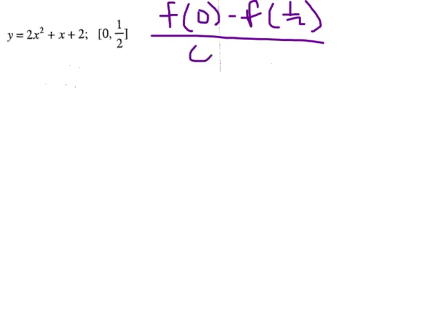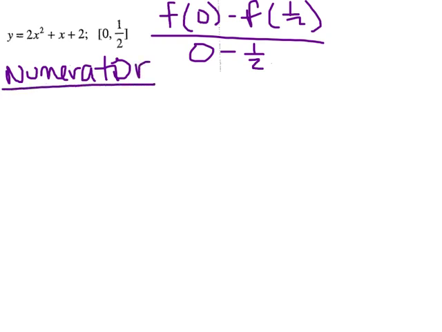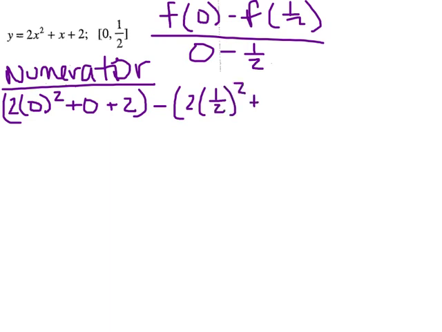And our last and final rate of change problem. Again, we will have f of 0 minus f of 1/2 all over 0 minus 1/2. When I deal with fractions, I'm going to break it up since we have a fraction in our range. I was about to put numeration. That's not a word. But in our numerator, we will have f of 0, which is 2 times 0 squared, plus 0 plus 2, minus f of 1/2, which will be 2 times 1/2 squared, plus 1/2 plus 2.